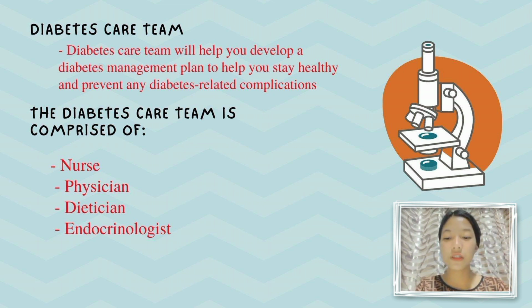The diabetes care team is comprised of a nurse. The nurse gives ongoing education and helps coordinate your healthcare needs. Next one is the physician. The physician is always there to make modifications to your treatment. Next is the dietitian, who gives ongoing support on your diet and food intake. The last one is the endocrinologist, who provides expert advice on development of your diabetes management plan and helps you manage your blood sugar.